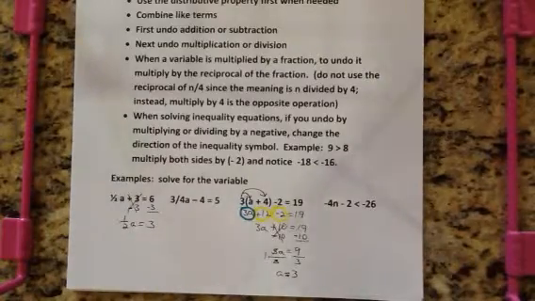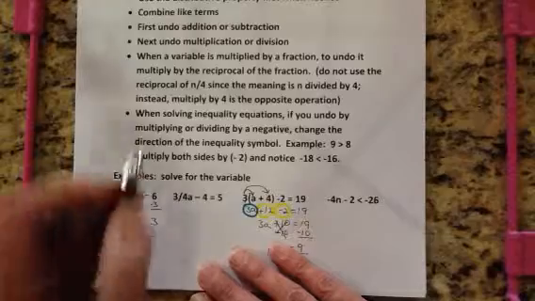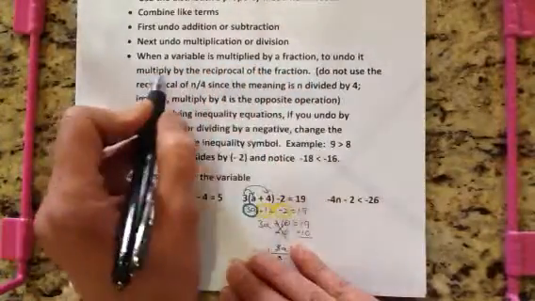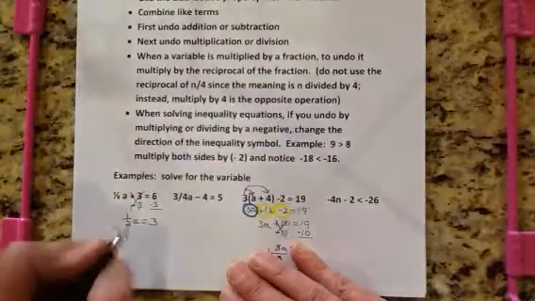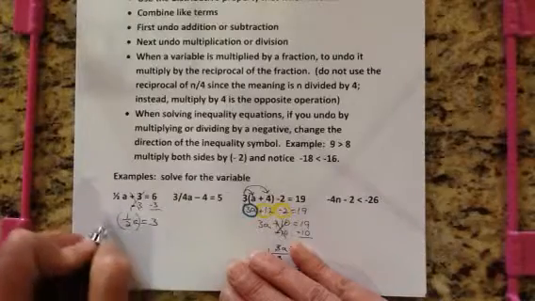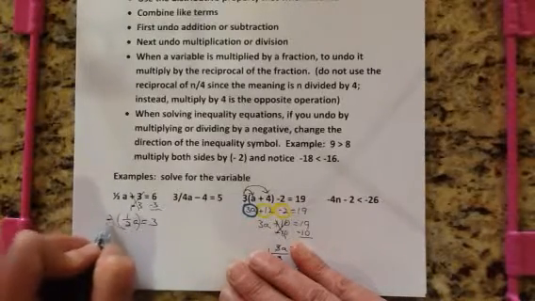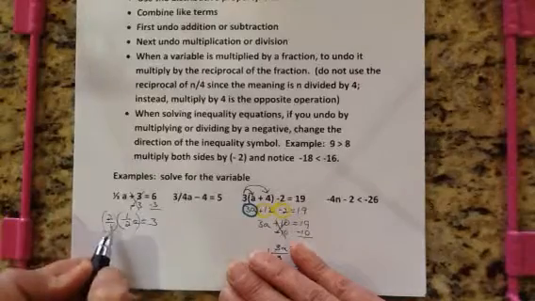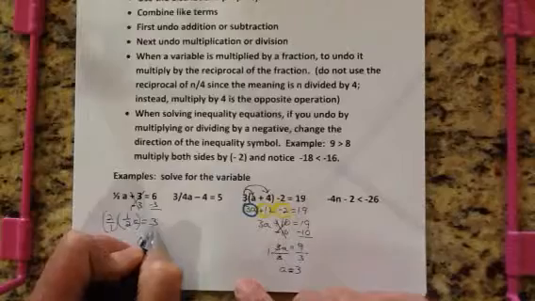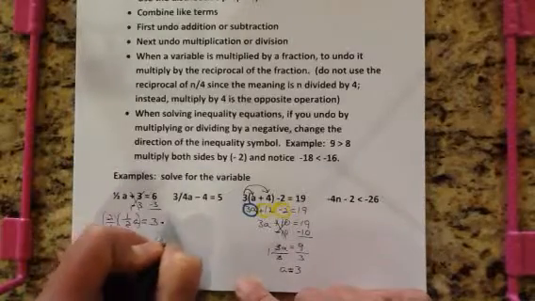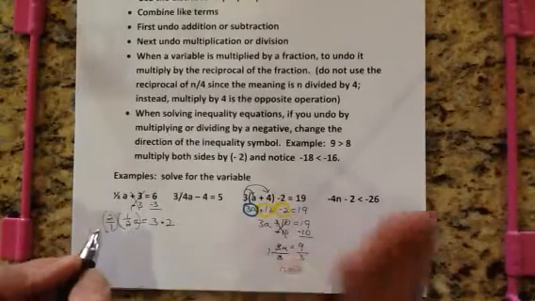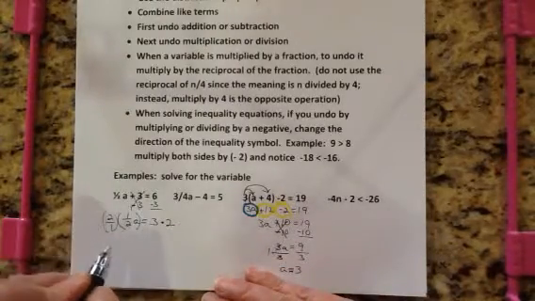All right, now I want to follow this guideline. When a variable is multiplied by a fraction, to undo it, multiply by the reciprocal of the fraction. Well, what's the reciprocal of 1/2? It is 2 over 1. So I'm going to multiply this side by 2 over 1, which is the same thing as 2. And since this side is a whole number, I'm simply going to use 2. And it's the same thing, so that's okay to do.